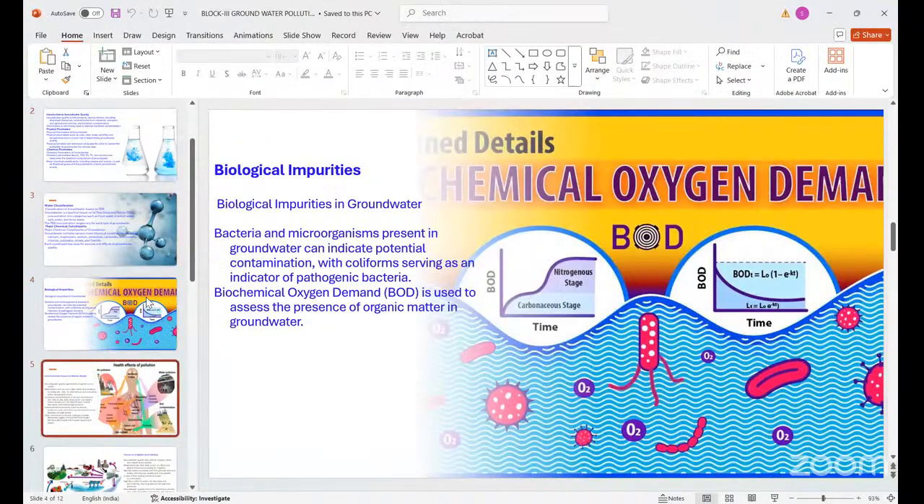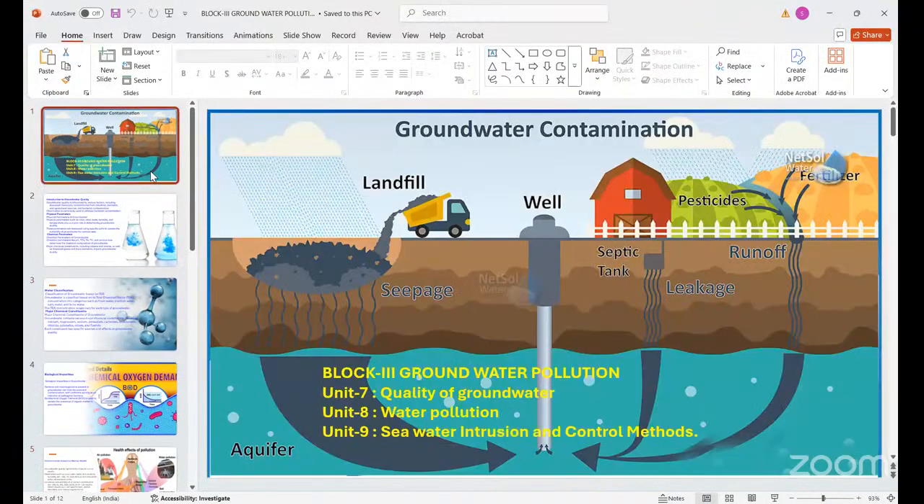This covers groundwater contamination or pollution related to groundwater, and groundwater management also. Today we have covered two presentations, and tomorrow we are going to cover two presentations on groundwater contamination and groundwater management.